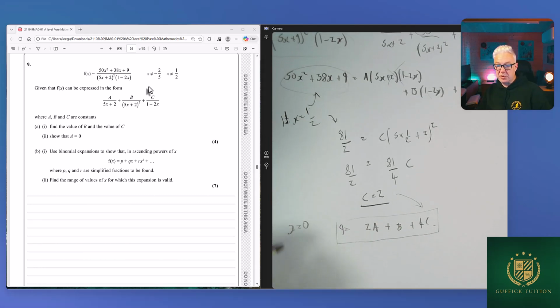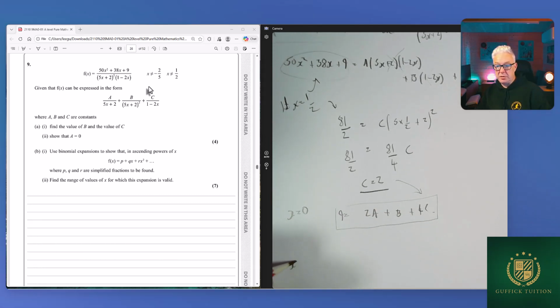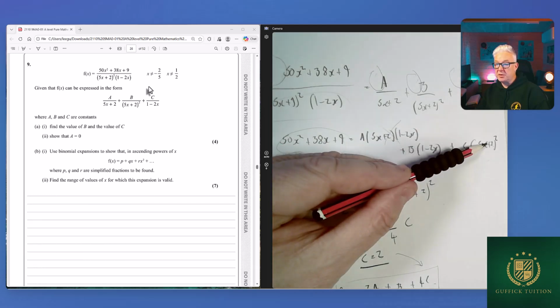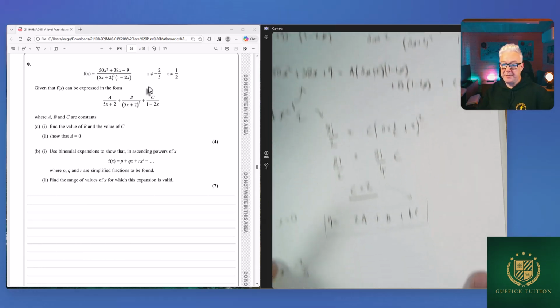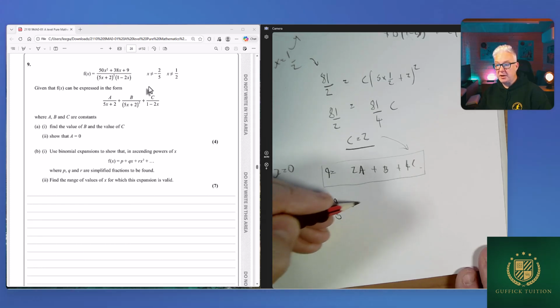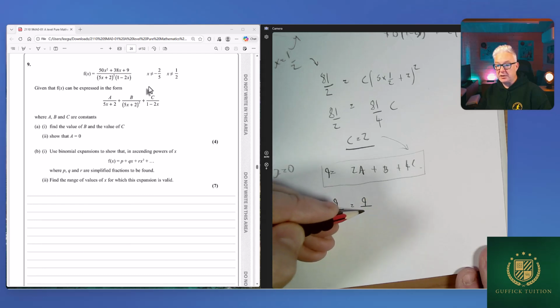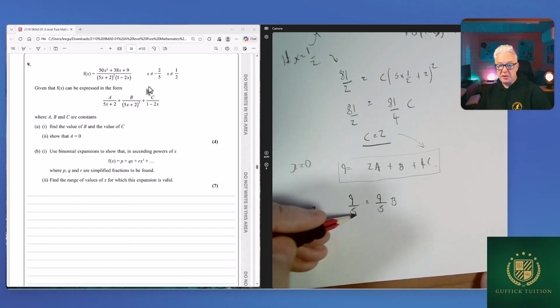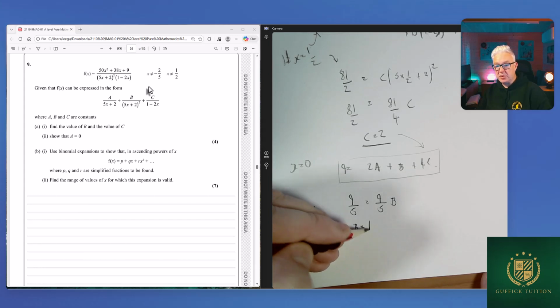So let's now try x is equal to minus 2/5. Now x is equal to minus 2/5 because that is a value that's going to make this one go to 0 and this one go to 0, but we'll be able to find out what b is. So when x is equal to minus 2/5, we end up that we get 9 over 5 as the left-hand side, and the right-hand side turns out to be 9 over 5b when you sub in x equals minus 2/5. So that gives you b is equal to 1.